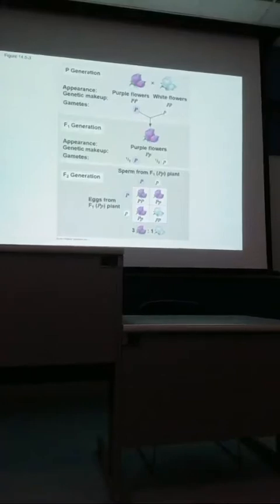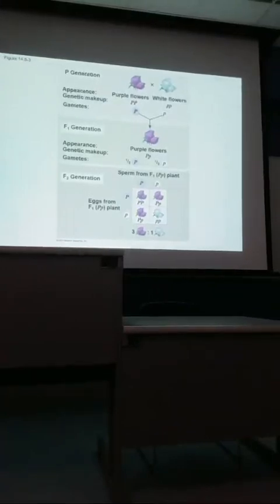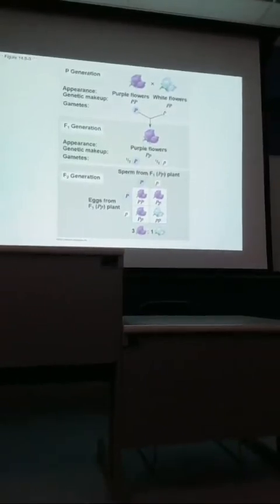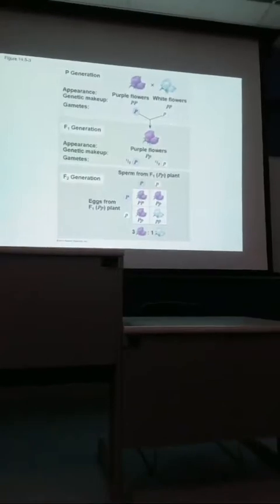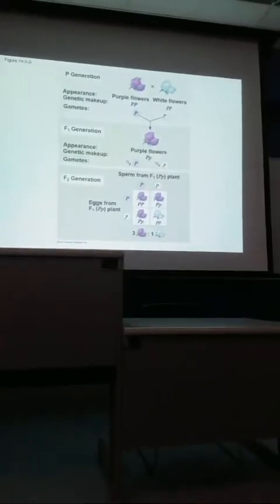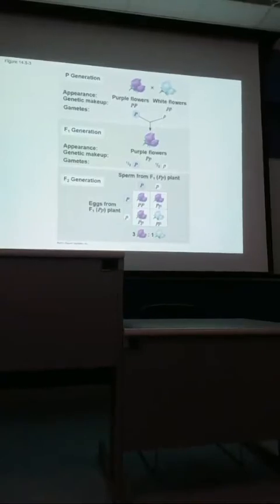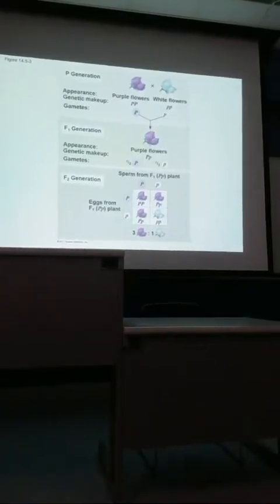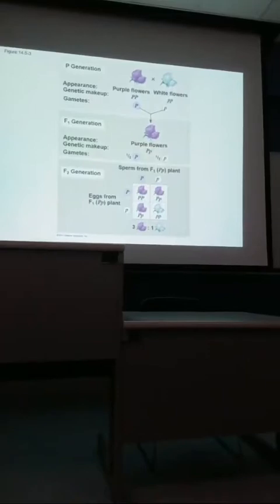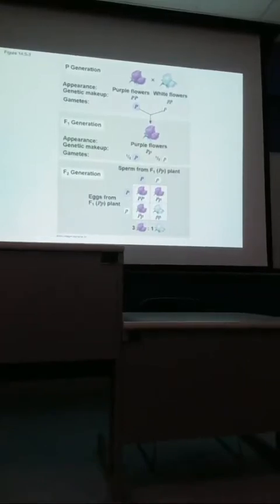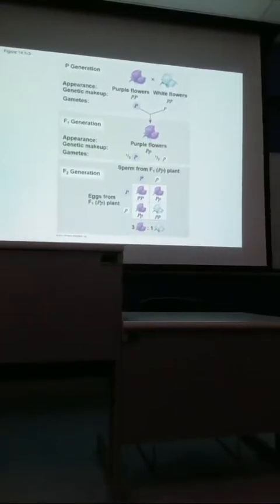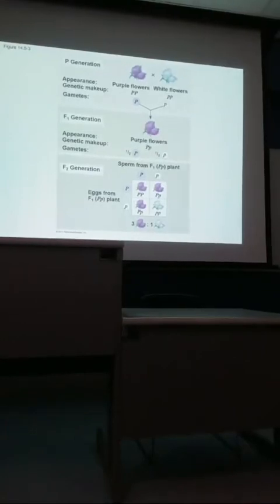We know all of them showed up to be purple, so we know that purple is dominant. We also know the only thing that white could give is the recessive trait. The only thing purple could give is the dominant trait. So we know that all of the flowers in the F1 generation will be heterozygous. In other words, they will have two different alleles, a dominant and a recessive.